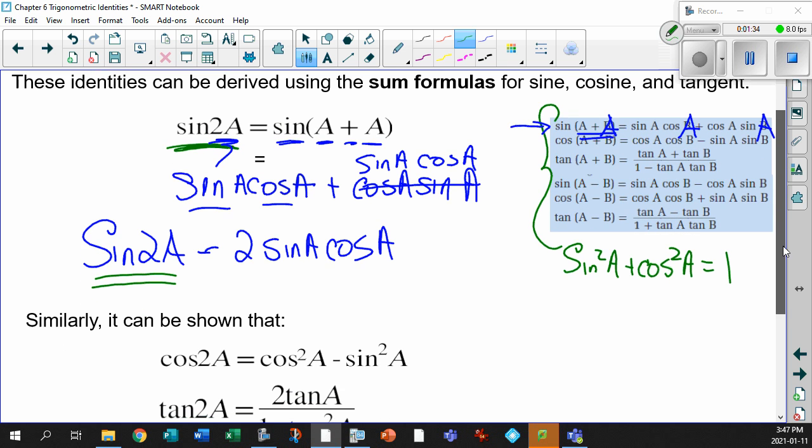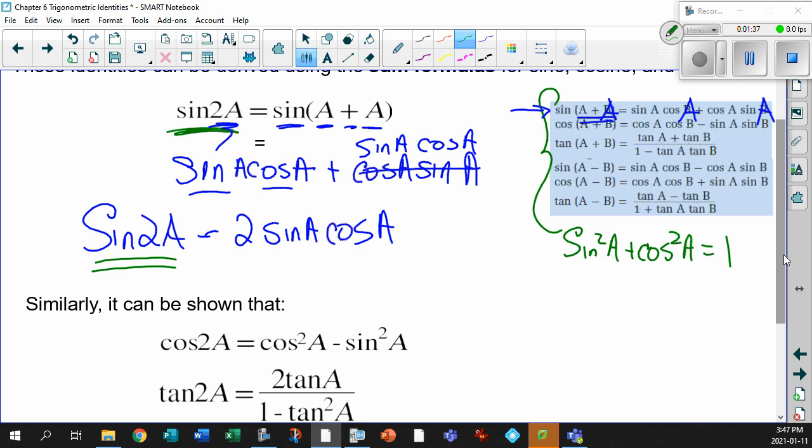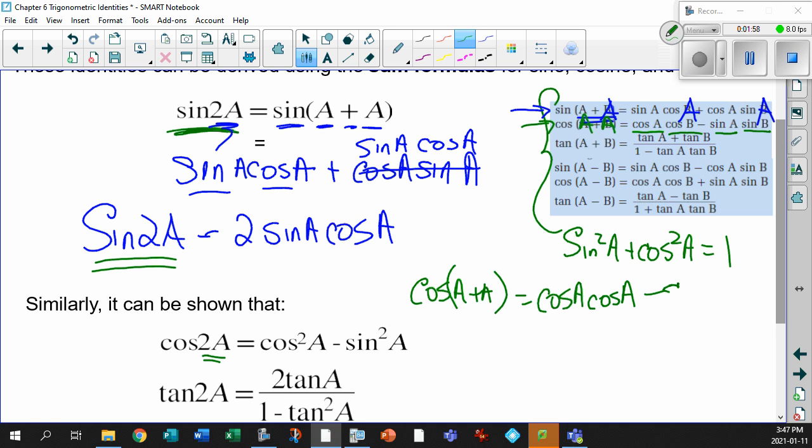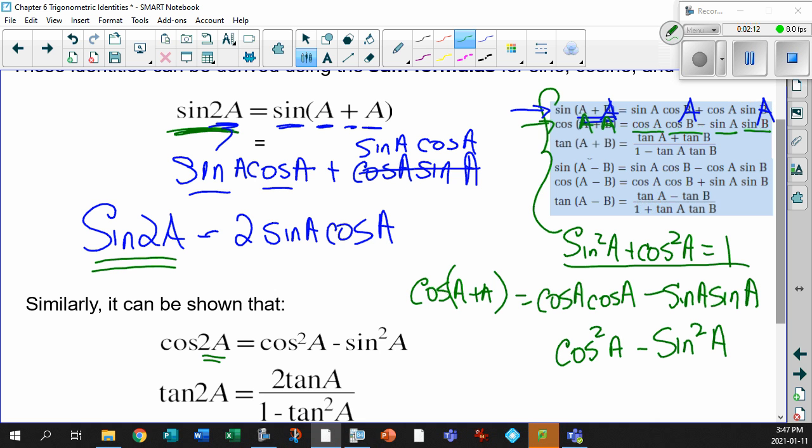Take a look at the next one. Same idea for cosine. Check this out. Cosine of 2a. Is this not just cos of a plus a? So a plus a is going to be this one. There's your a, giving you cos a, cos a, minus sine a, sine a, because all of the b's are replaced with a. This is cos squared a minus sine squared a. Very close to being Pythagorean. The difference is it's a subtraction. Well, that's because this is a double angle.